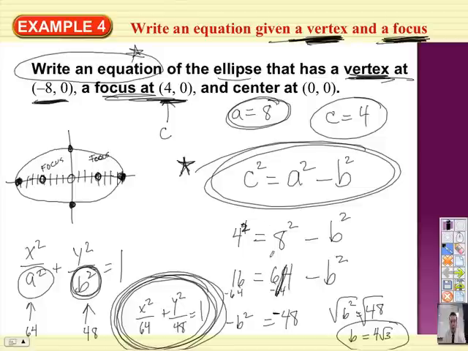You found it. So once again, if you're given a vertex, they're basically telling you a. If you're given a focus, they're basically telling you c. If you're given a co-vertex, they're basically telling you b. So draw a picture, make sure you know which equation to use. Is it this one or is it the other one? And that's it. All right.